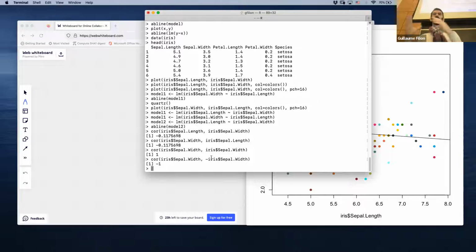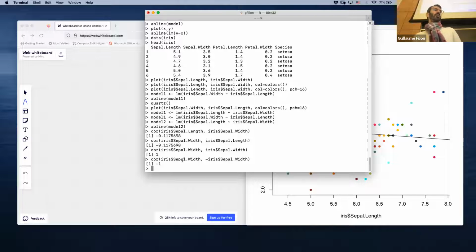If it's very positive, close to 1, then the two variables are quite close to each other. And if it's very negative, close to -1, they're quite close to each other, but with a negative relationship between them. When one increases, the other one decreases, and vice versa.